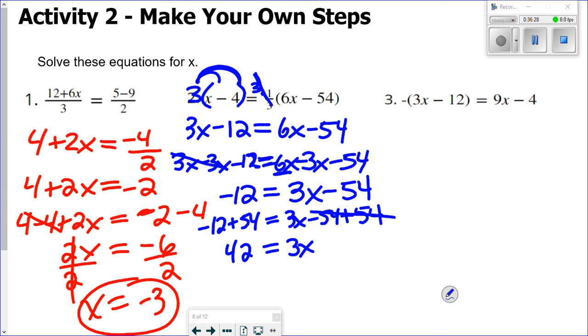And then in the end, I should be dividing by 3, not by negative 9. Sorry again about my mistake. And 42 divided by 3 is 14. So therefore, x equals 14.